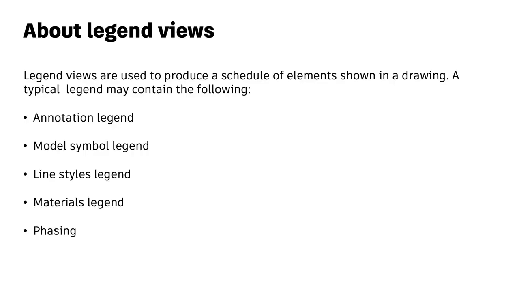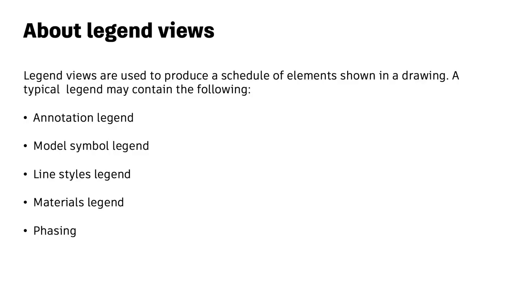A typical legend may contain the following items: annotation legend, model symbol legend, line style legend, materials legend, and phasing. So typically the annotation legend will display things such as section heads, elevation markers, symbols, and many other annotation elements. Model symbol legends can be built up out of things like walls, beams, or perhaps even things like pile caps.